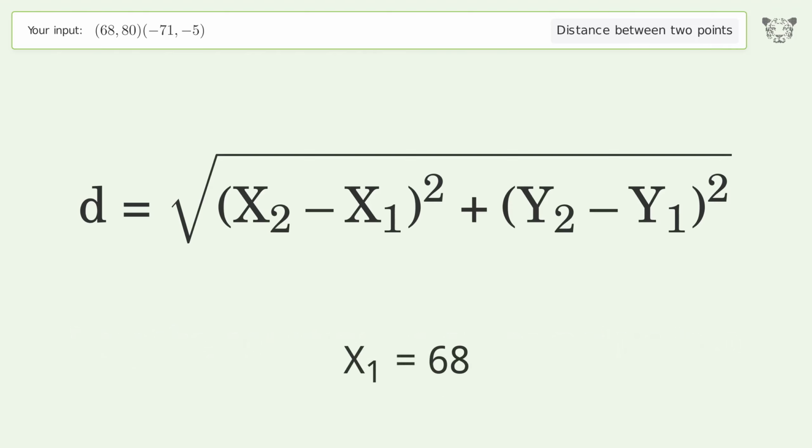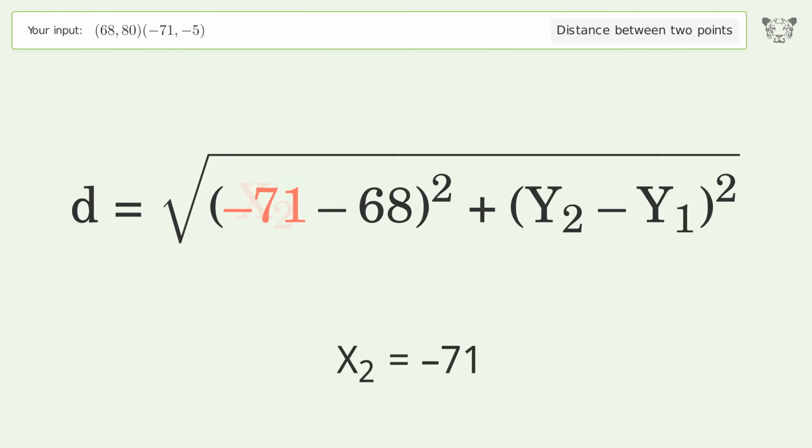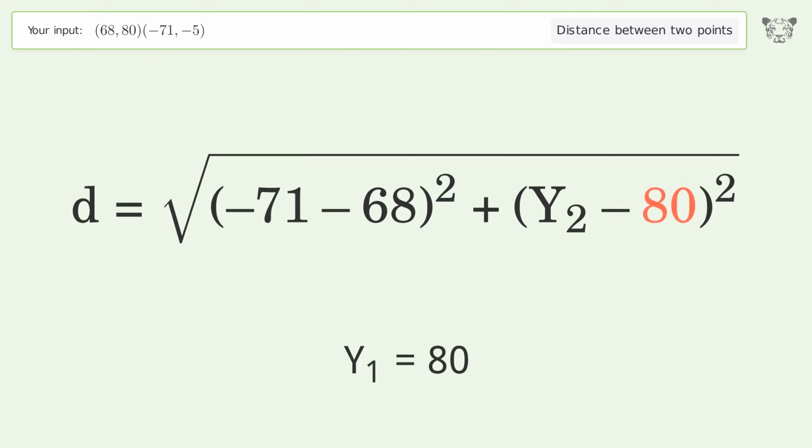x1 equals 68. x2 equals negative 71. y1 equals 80. y2 equals negative 5.